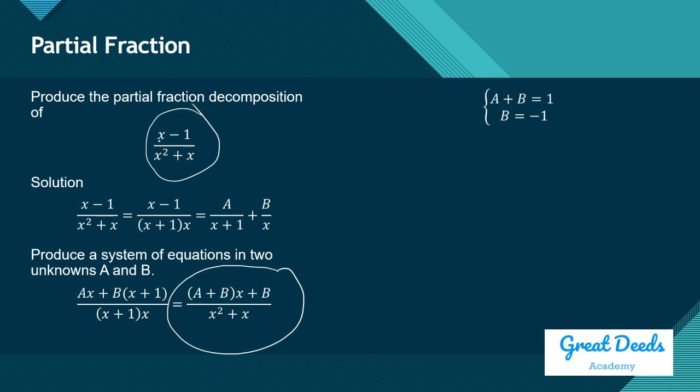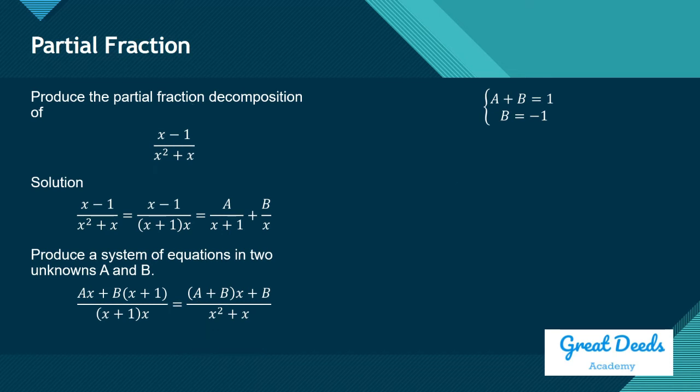And what's going to happen next is you will now compare this function with your original rational function. Now look at x here. What is the coefficient of x here? It's 1. This means a plus b must be equal to 1. Now, look at the constant term of your numerator. This is the constant term of our numerator in this rational function. So, this means that the constant term b is equal to negative 1.